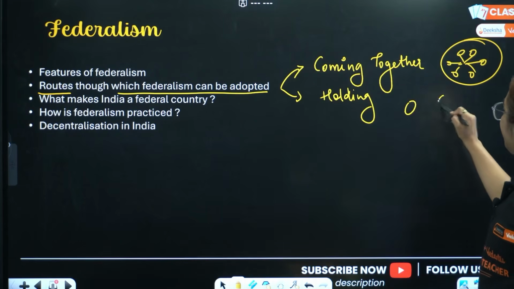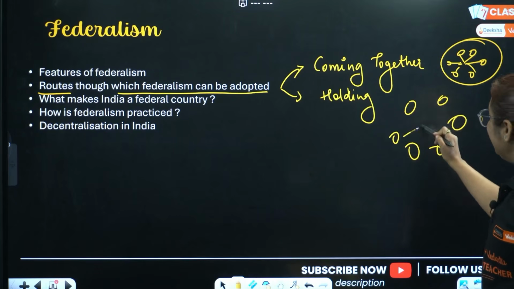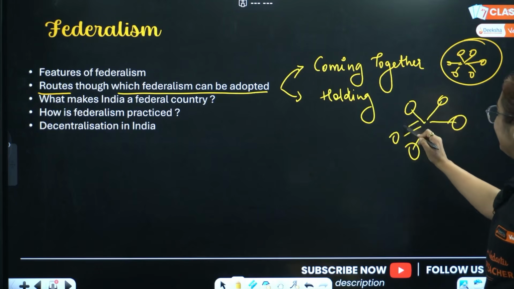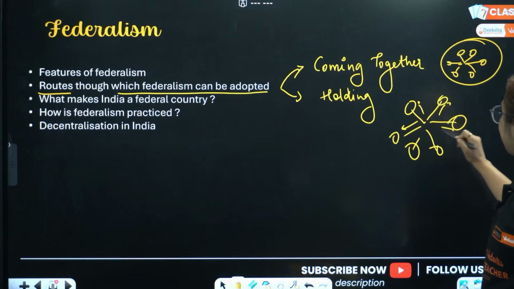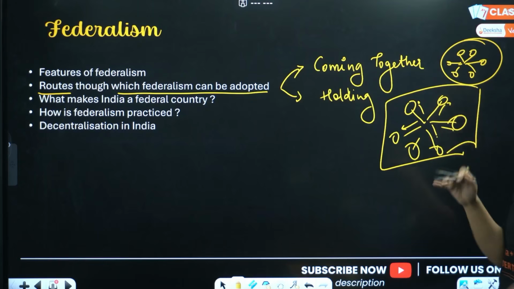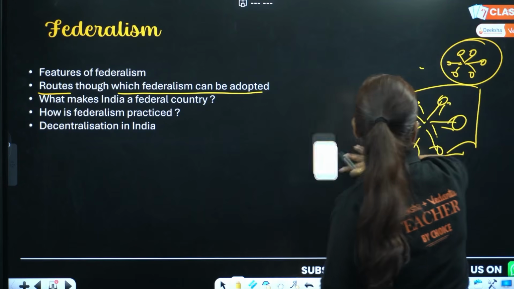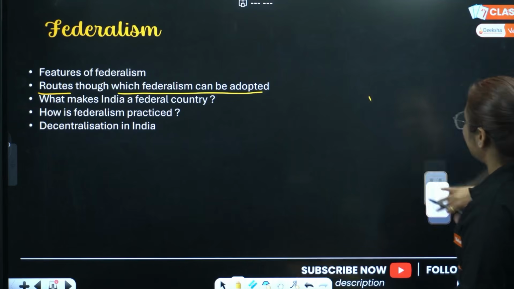Holding together federalism is when all these states are held together, but how? By giving some rights to them, so that they are held in a single unit. Examples are India and Spain. This is how federalism can be adopted.